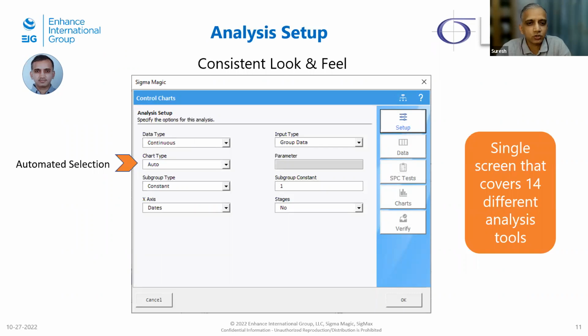Here is a sample screenshot of an input user interface for Sigma Magic. There are over 15 different control charts that are built into this single user interface. And you can actually change that in the chart type, which is highlighted here, or you can leave it in auto and let the software pick the right tool for you.